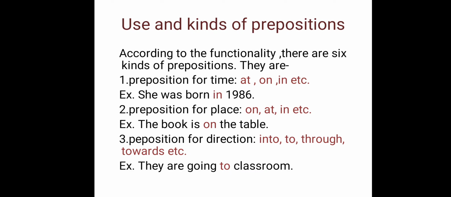Number 2, preposition for place. These prepositions are used for several types of places like on, at, in, etc. For example, the book is on the table. Here, on refers to the place. Number 3, preposition for direction. These prepositions express the direction of something like into, to, through, towards, etc. For example, they are going to the classroom. Here, to shows the direction of those people.